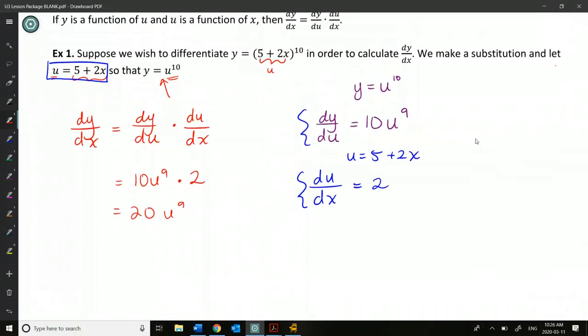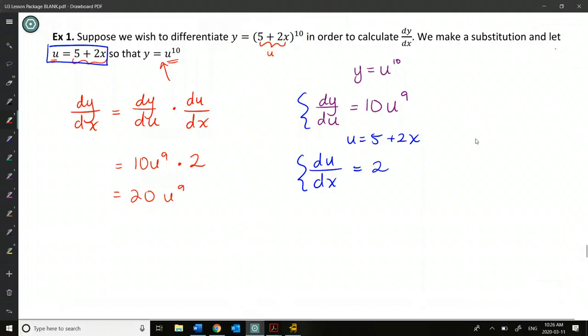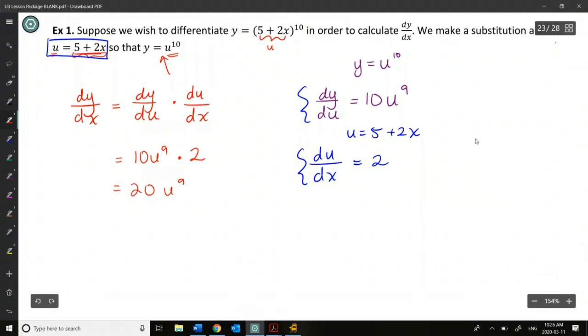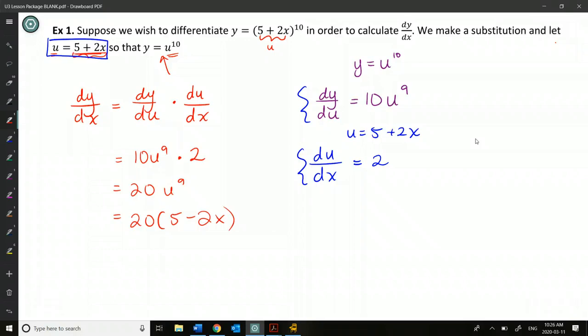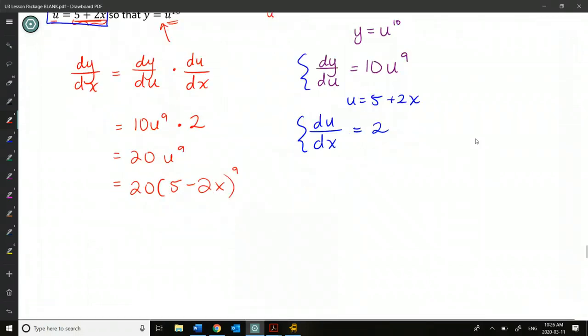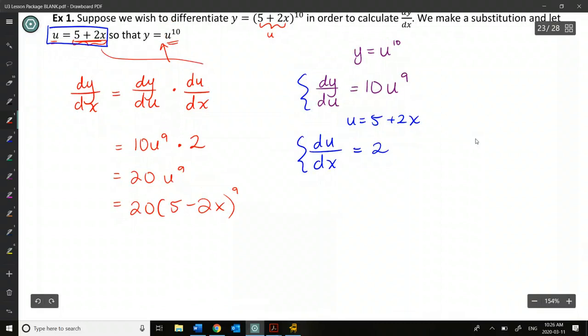And I still want to actually know the derivative of this original function. So we're just going to sub back in the value of u, which is going to give us 5 plus 2x, to the exponent 9 with a coefficient of 20. Okay, so we're subbing back in this equation here.